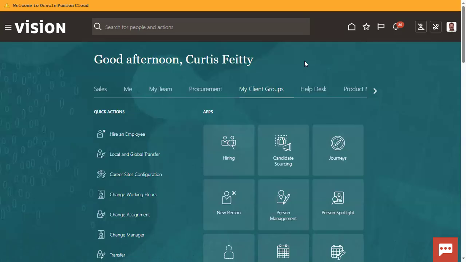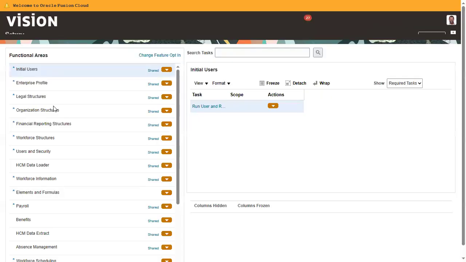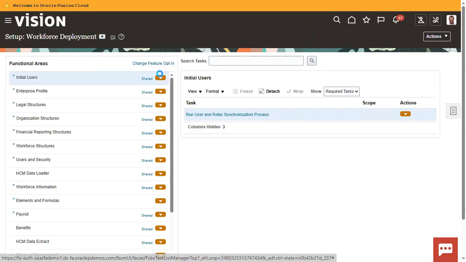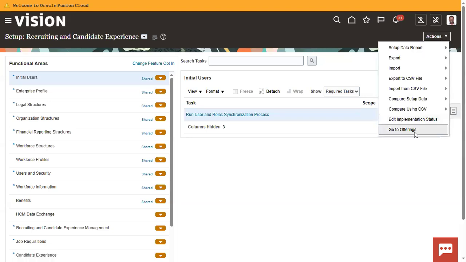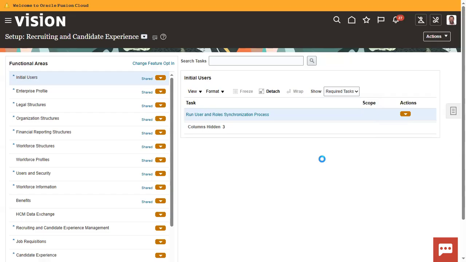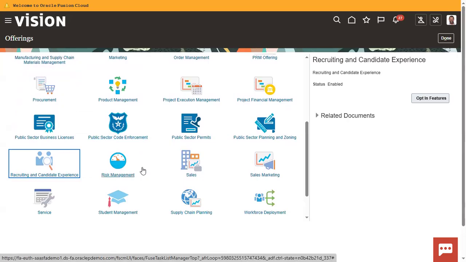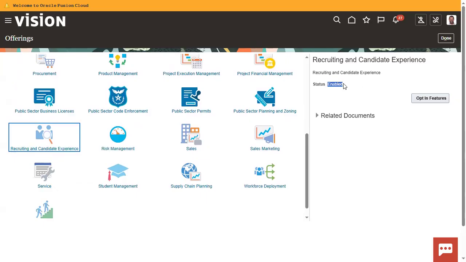So if we want to do the ORC module setups, we do it from Setup and Maintenance. When we go to Setup and Maintenance, we get offerings here. We have to go to the offerings, Recruiting and Candidate Experience. I would like to know whether the ORC module is enabled for your client or not. Go to Actions and go to Offerings, and we find separate offerings here: Recruiting and Candidate Experience. Here we see the statuses and the corresponding related setup documents.